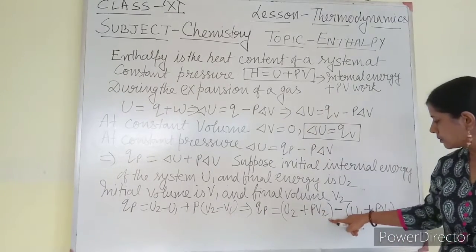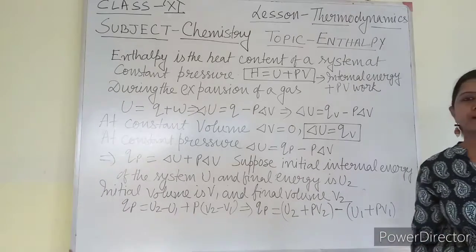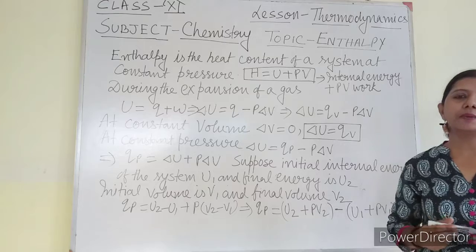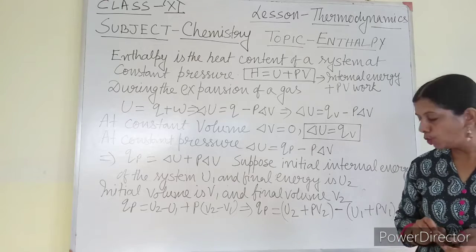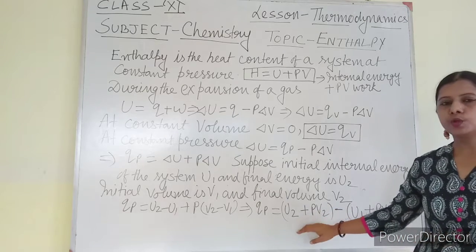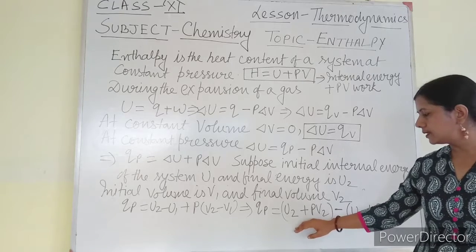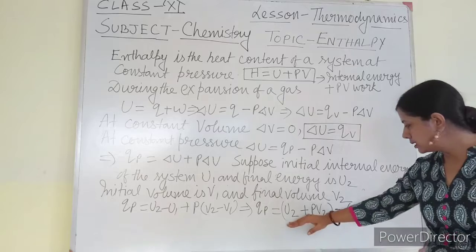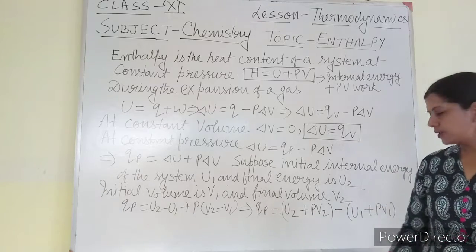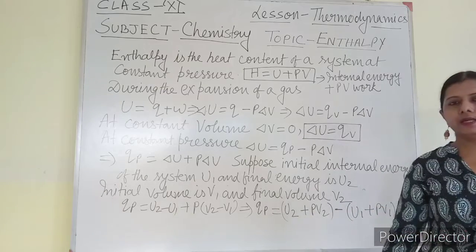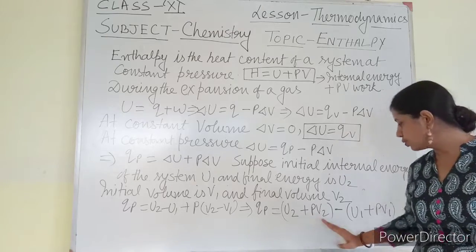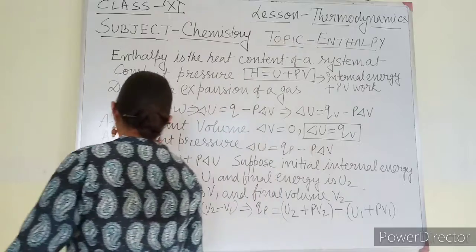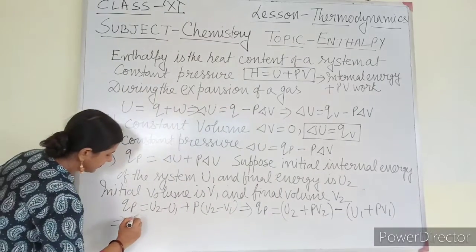So this is a term I got and this one is the other term I got. To define this term, enthalpy came into existence. U plus PV, to define this one, a new term, enthalpy, came. So instead of U2 plus PV2 and U1 plus PV1, I can write H2 minus H1, that is change in enthalpy. So what is my equation?